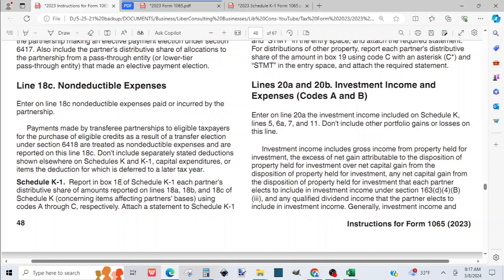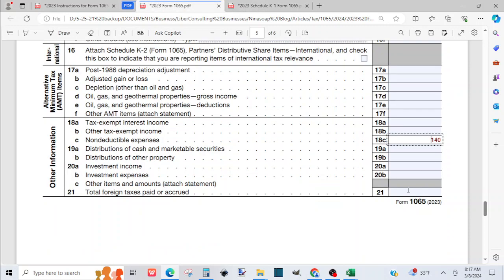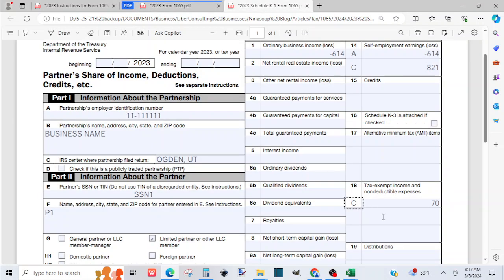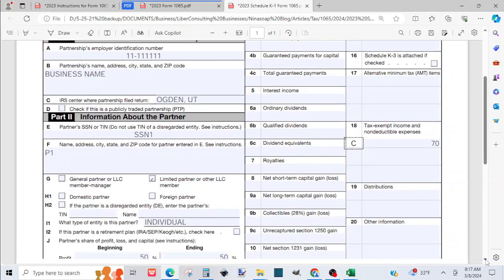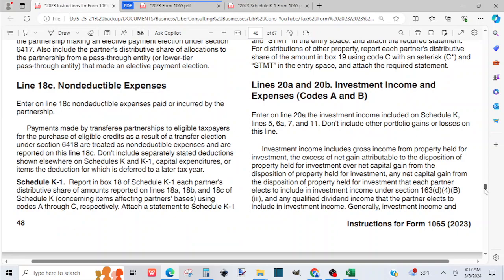because line 18 has A, B, C. So yeah, we will use code C, and we'll go back to Schedule K, and we have 20C as well. We don't have any information here because we'll add an attachment, but for 20C we will use a code. Let's go check because it's QBI.